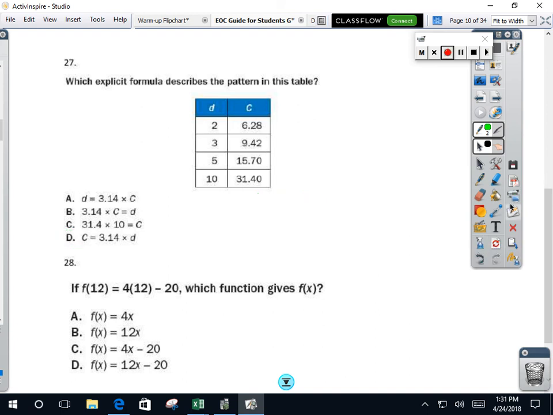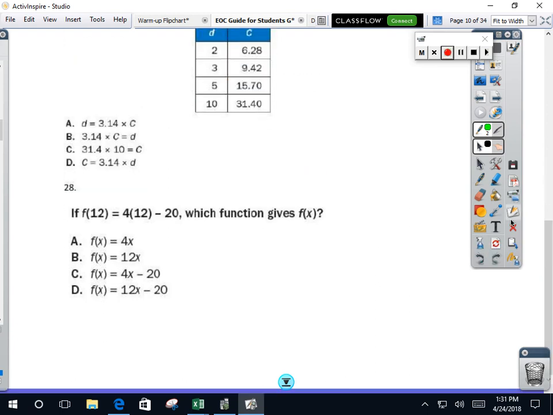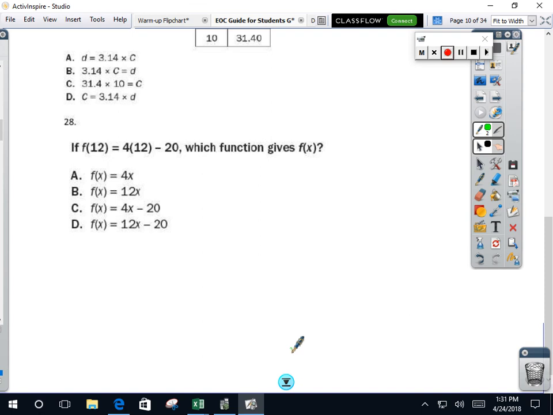All right, number 28. Somebody besides Naya. I just want to know that somebody else knows what they're doing besides you. Anybody get an answer for 28? C is correct. Okay, what'd y'all do? How do you know?